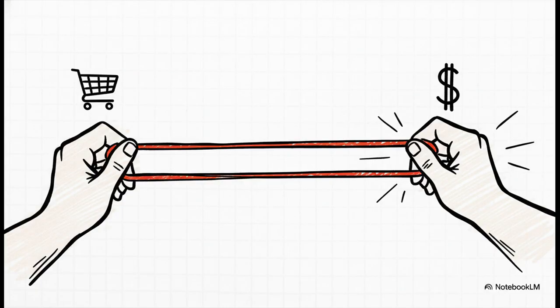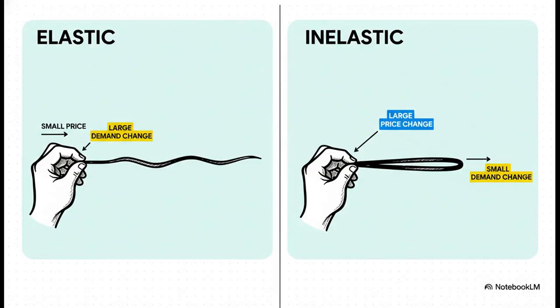To make this concept really intuitive, let's use a simple analogy. I want you to picture the demand for a product as a rubber band. And the price? The price is the force you apply when you pull on that rubber band. And this slide really shows the two ends of the spectrum. On the left, you have elastic demand. This is like a really stretchy rubber band. A small pull, a small change in price, causes it to stretch a lot. That means demand changes dramatically, a big, disproportionate reaction.